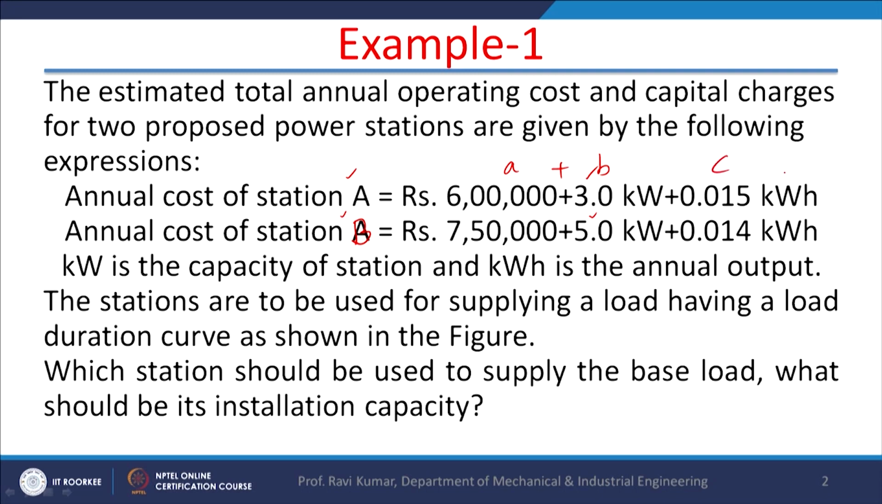Then C is the unit power generation cost, that is 0.015 rupees for station A, and for station B it is a little cheaper, 0.014 per kilowatt hour. Because the power generation is huge, this difference also has a substantial effect on the total cost. Kilowatt is the capacity of the station and kilowatt hour is the annual output, right.